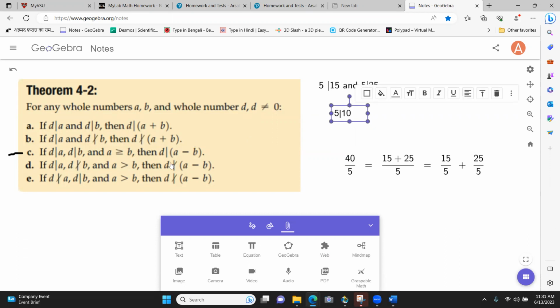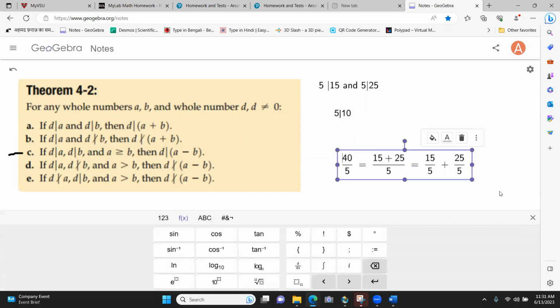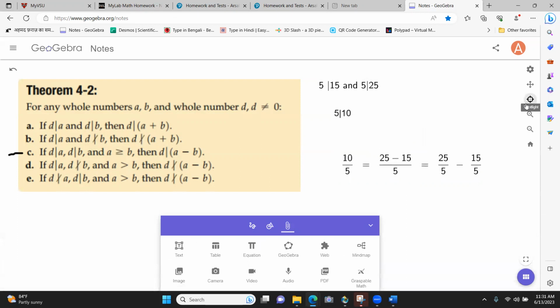All right, so we're working on C. In a very similar way, I'm questioning if 10 is divisible by 5. Instead of 10, I can write 25 minus 15. And 25 minus 15 is 10. But I'm going to write 25 over 5 minus 15 over 5. Clearly, 25 is divisible by 5. I'll get a whole number, which is 5. And 15 is divisible by 5. I'm going to get a smaller whole number, which is 3. And 5 minus 3 is also a whole number.